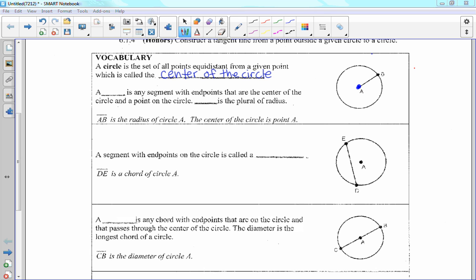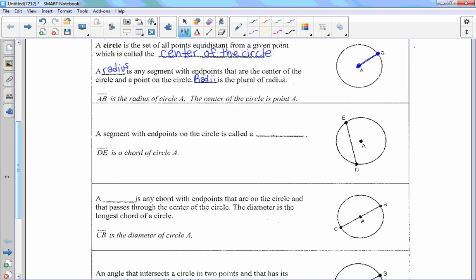What's this segment from the center extended out to a point on the circle called? Good. So that's the next point. A radius is any segment with endpoints that are the center of the circle and the other endpoint is on the circle. The plural form of this is radii, R-A-D-I-I. Radii.